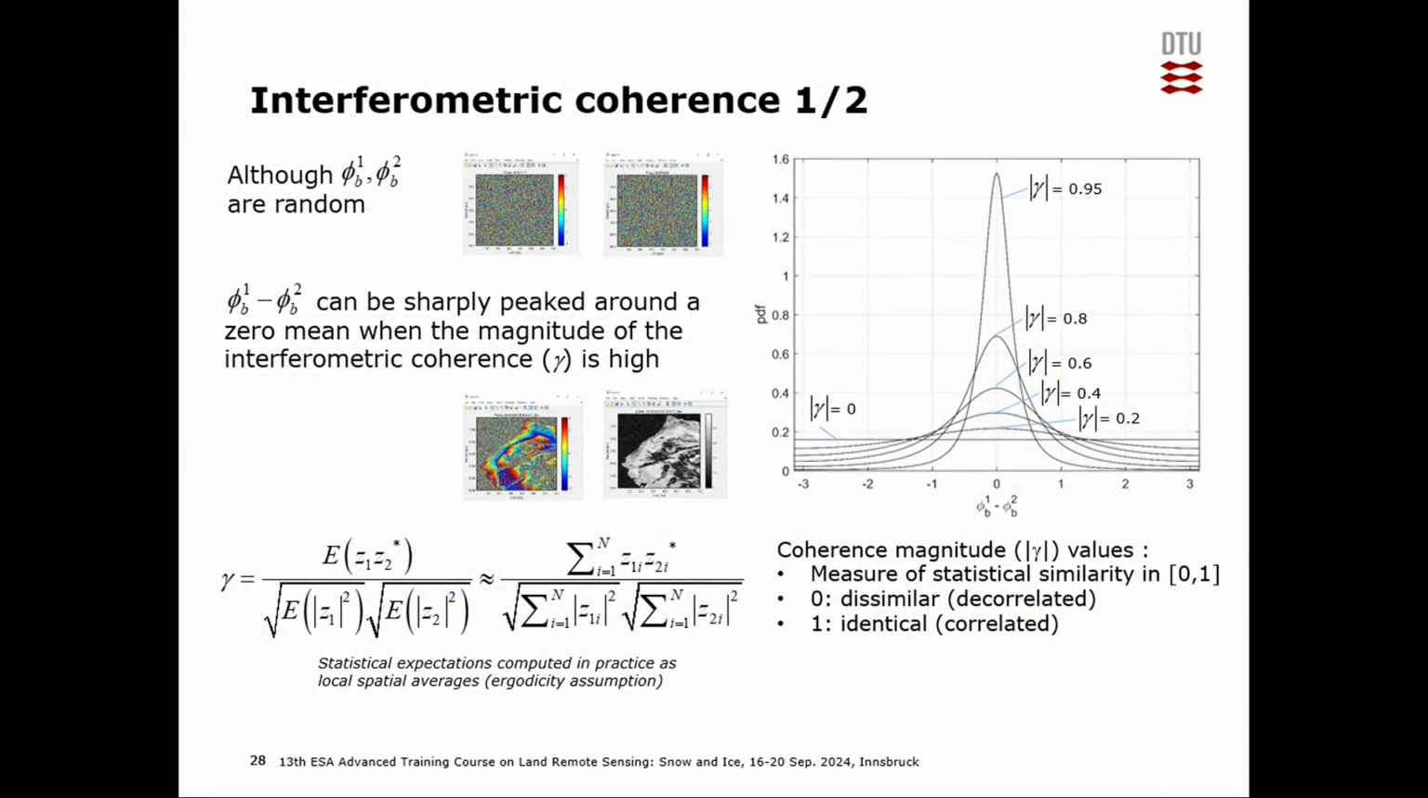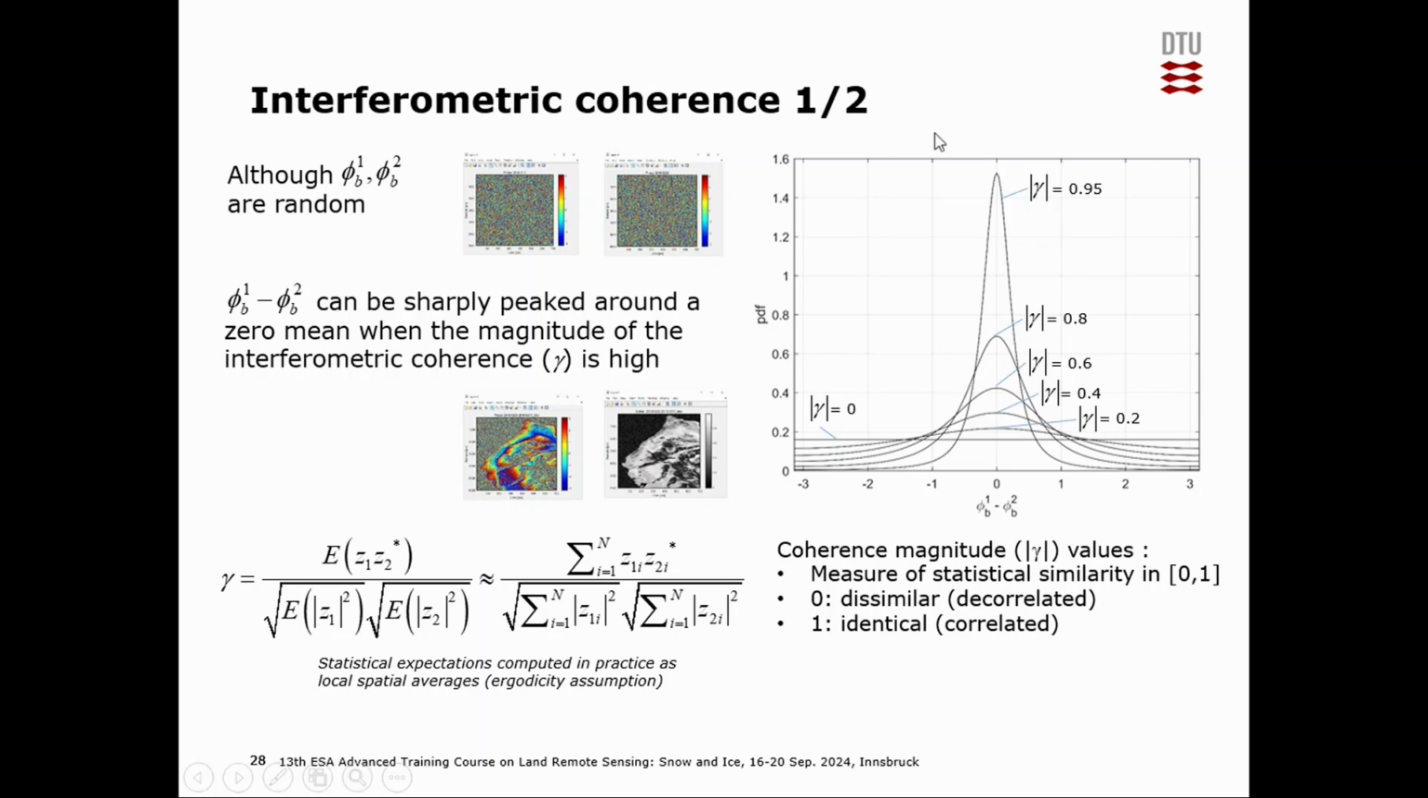Okay, let's have a look at this interferometric coherence which we have mentioned. We have said that where this parameter is close to 1, we can carry out interferometry, where it's closer to 0, we cannot. Interferometric coherence is just a measure of statistical similarity between the complex values of the two images. Close to 0, 0 means complete decorrelation, images are dissimilar. Close to 1, 1 means identical, they are totally correlated.